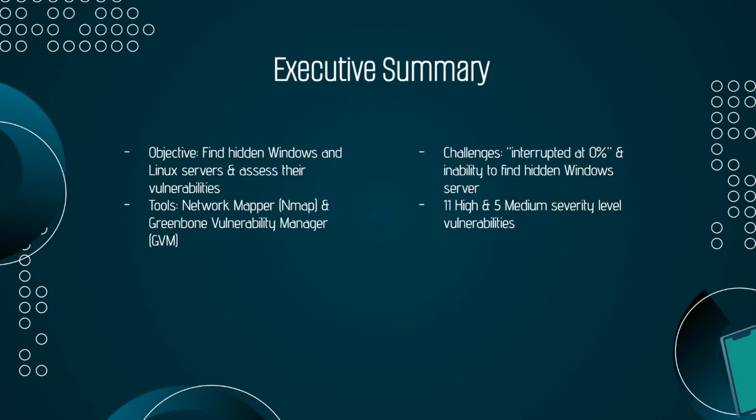The goal of this assessment was to locate two hidden servers within our lab. One would be running Windows while the other would be running Linux, and to assess their vulnerabilities. I primarily used the Network Mapper, or Nmap, to discover devices and Greenbone Vulnerability Manager, or GVM, to perform those vulnerability scans.